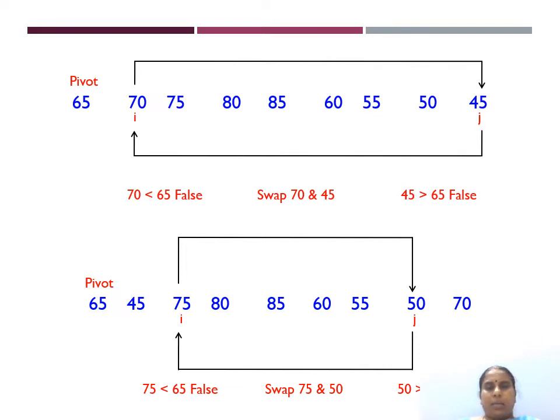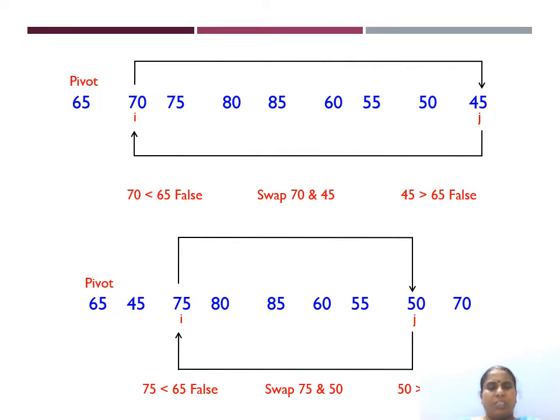Now again we apply this on the right hand side. The J pointer is at the last item, and J will be compared with the pivot. The J value is 45. So it verifies whether 45 is greater than or equal to 65. The condition is false. So now the I value is 2 and the J value is 9. The elements at I and J, 70 and 45, are interchanged.